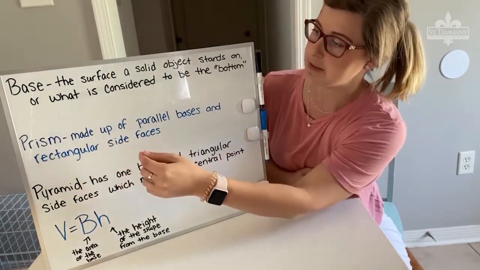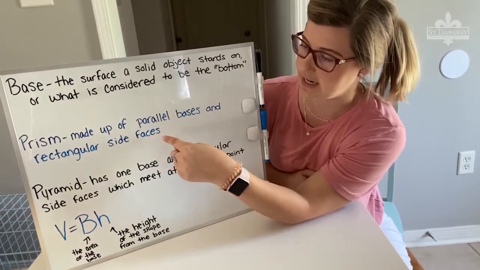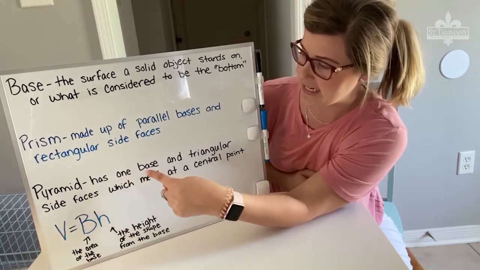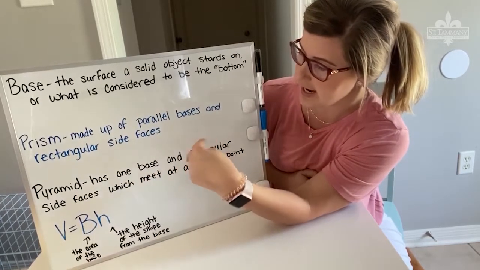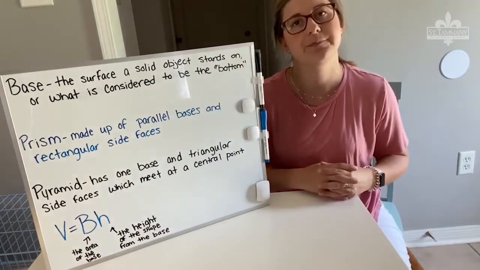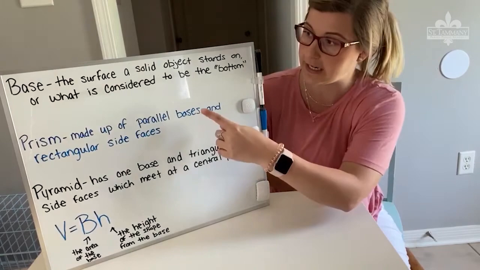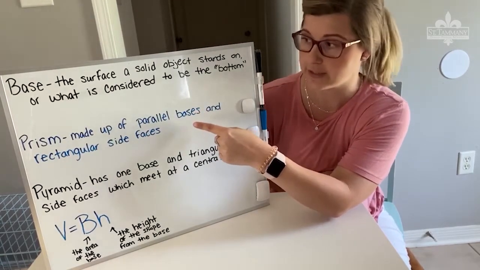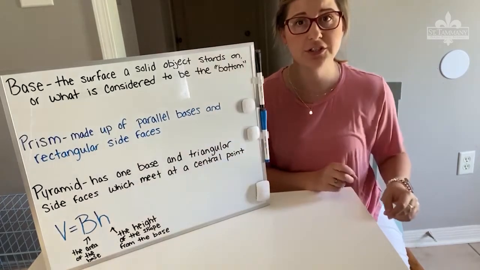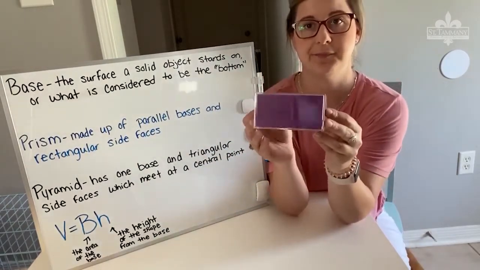Next is a prism made up of parallel bases and rectangular side bases. And finally, a pyramid has one base and triangular side bases which meet up at a central point. Okay, so looking at those definitions, we are going to be determining whether these shapes are prisms or pyramids. So the first shape that we are going to look at is this shape right here.